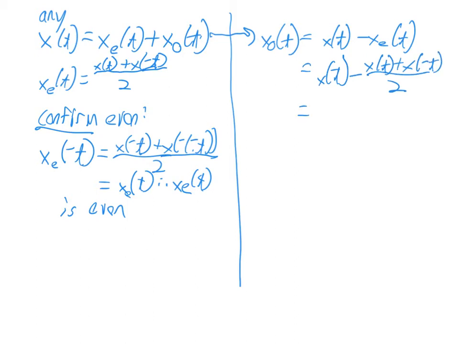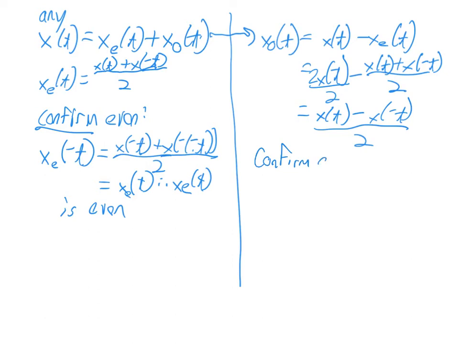Okay, and now we can consider this term on the left to be 2x of t over 2. And I have 2x of t's in the numerator minus an x of t. So I have x of t left over in the numerator, and then I am subtracting the x of negative t in the numerator. And I divide that by 2. And now we're going to confirm that this is odd.